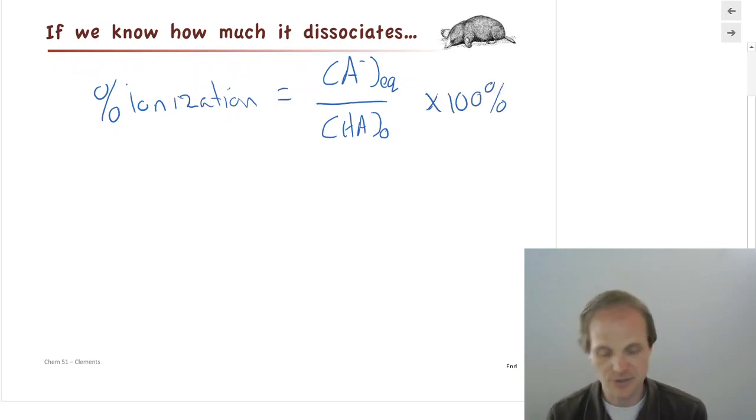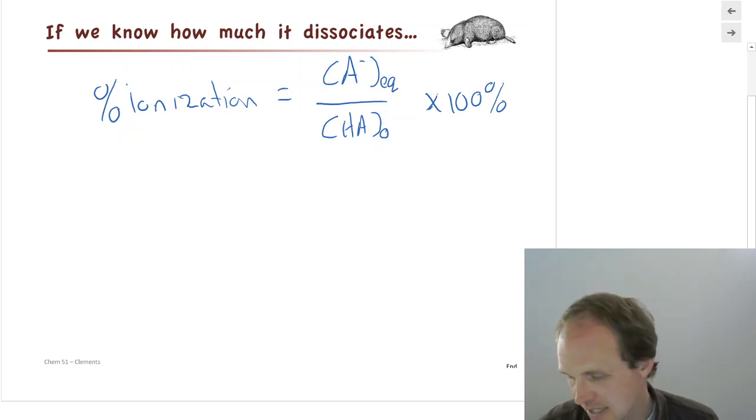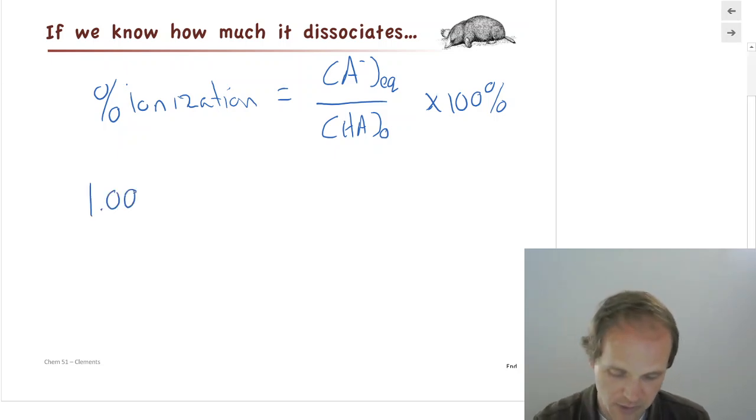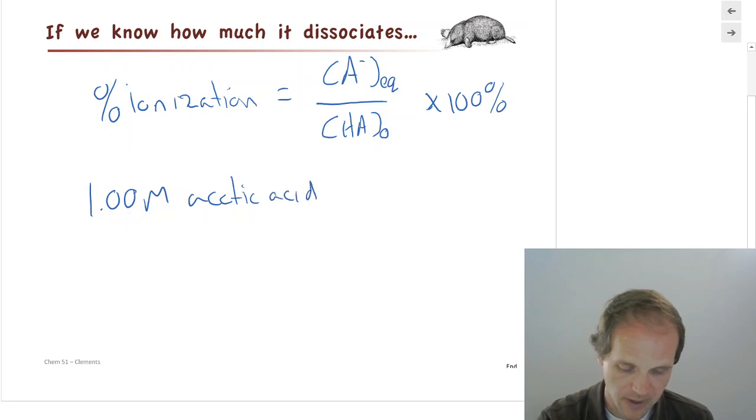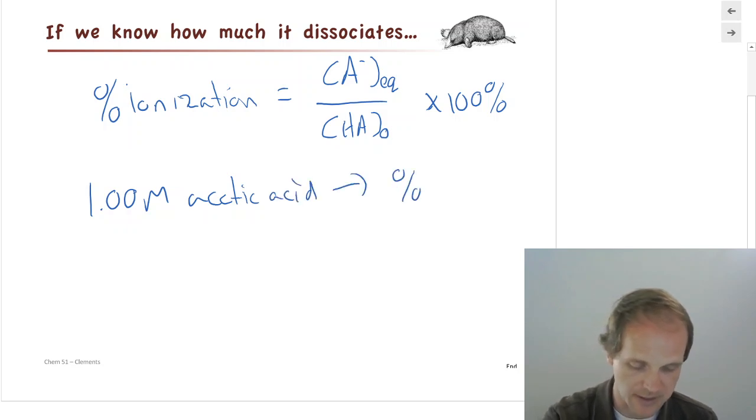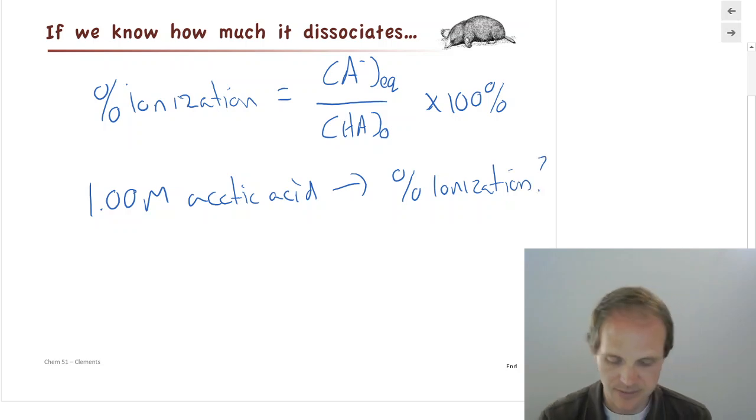So we're going to go ahead and do that. We're going to practice it for acetic acid. We're going to start off with 1.00 molar acetic acid, and what I want to know is, what is the percent ionization? Okay, that's what we're going to do.